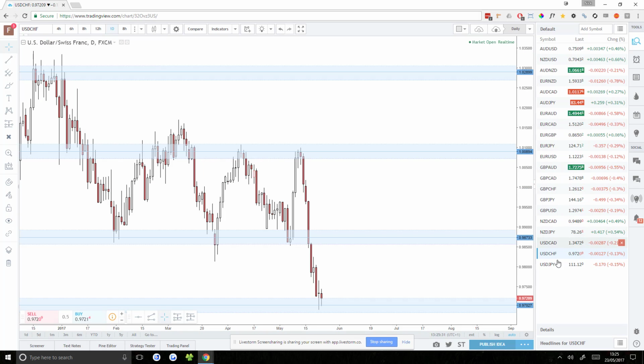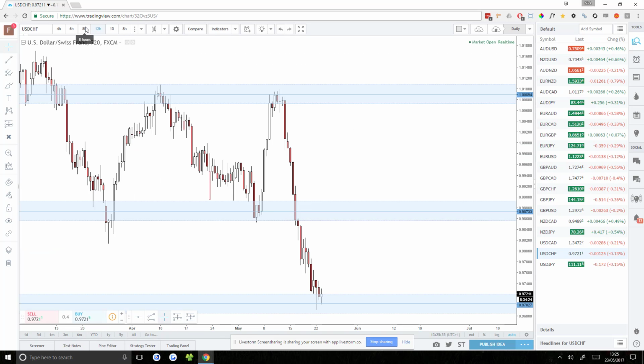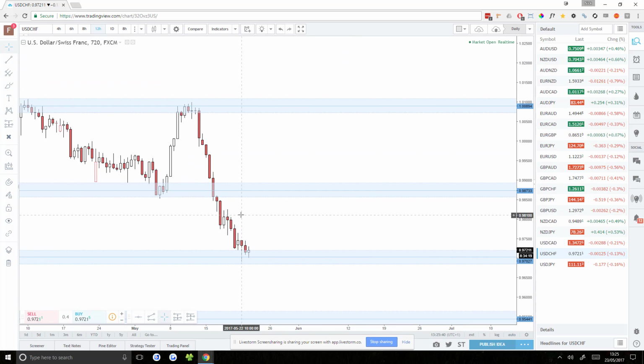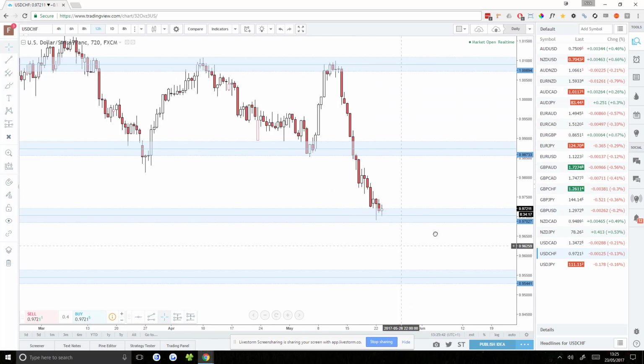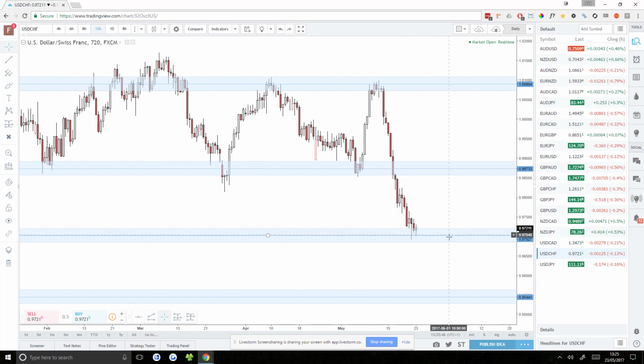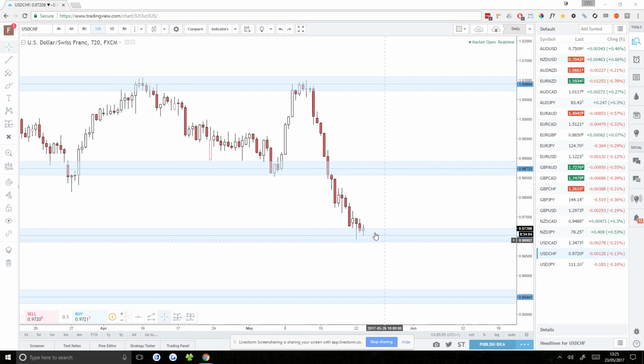USDCHF, stalling out on top of this support area. Now this looks pretty decent. Whoa, look at the 12-hour. This is a strong move down, but it looks like it's finally stalling. This is interesting. We could potentially get a long trade here. This looks like we're seeing the start of a bullish reversal. Let's keep a very close eye on this.